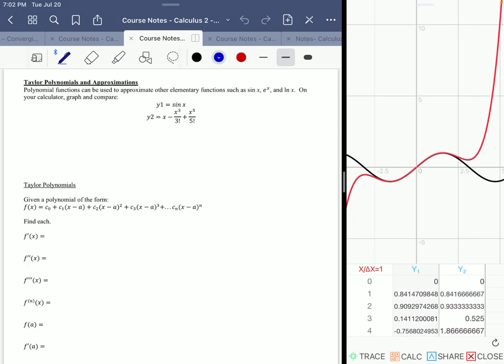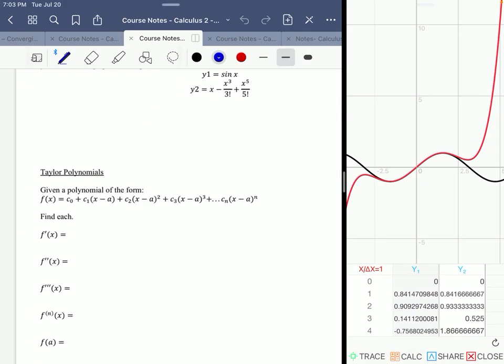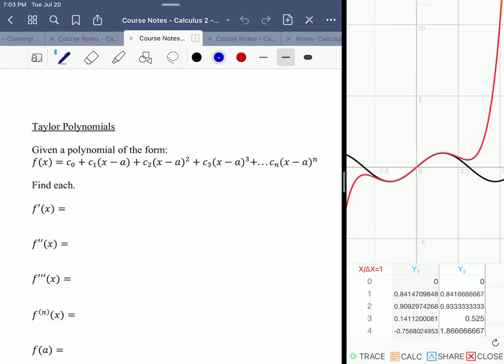All right? So the big question, and I think it's a pretty necessary question, would be: well, that's great, how'd you get that? In order to do that, we're going to come up with the Taylor polynomial. The model is given as c sub 0 plus c sub 1 times x minus a plus c sub 2 times x minus a squared, and so on until you get c sub n times x minus a to the nth power. So what we're going to do is find some derivatives.